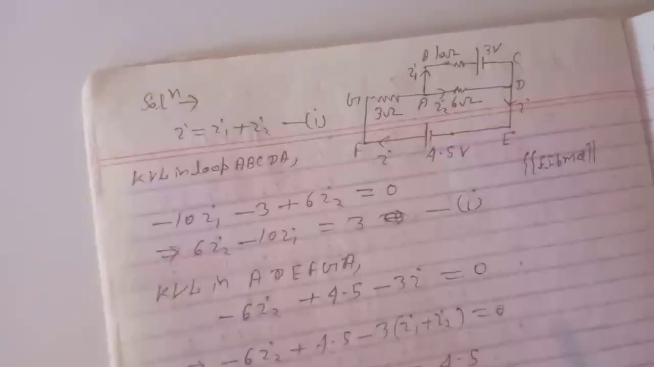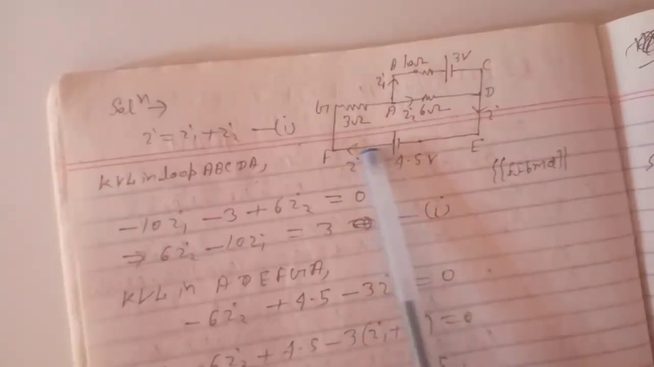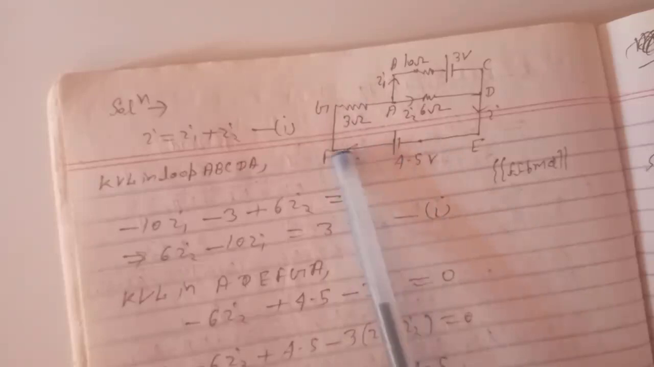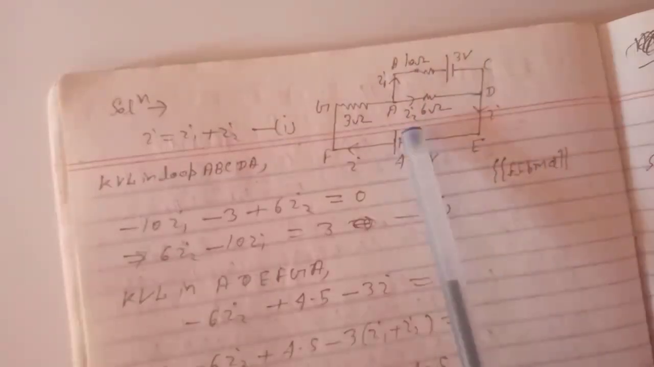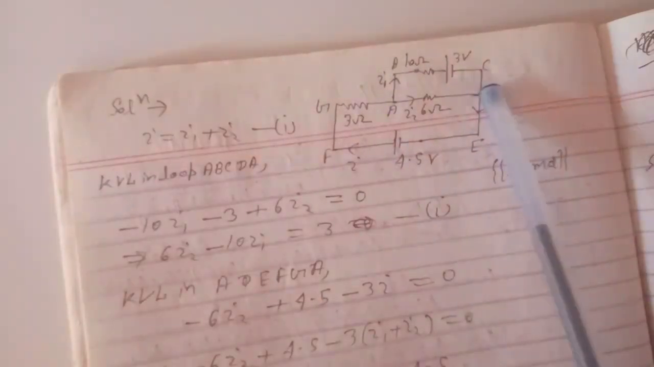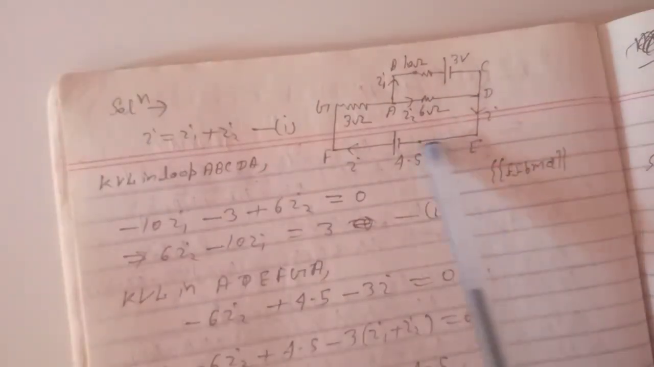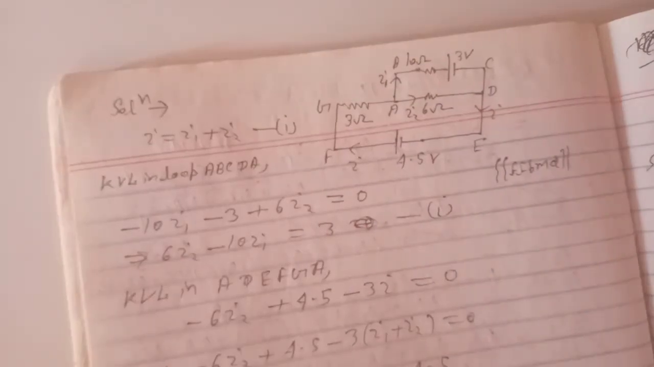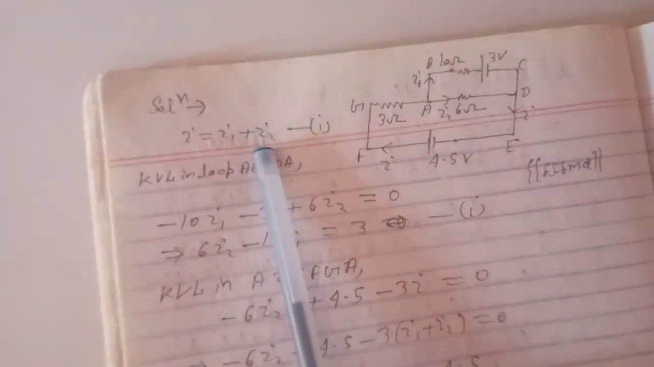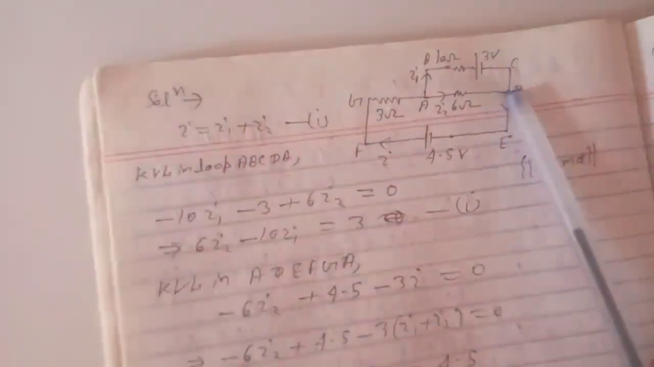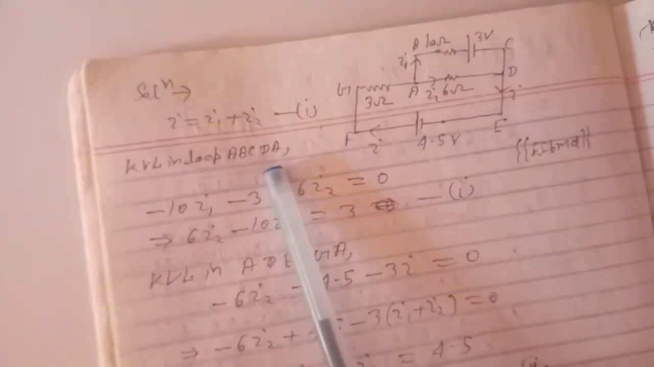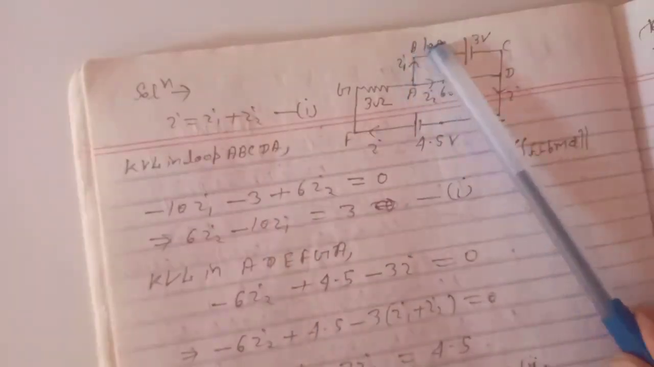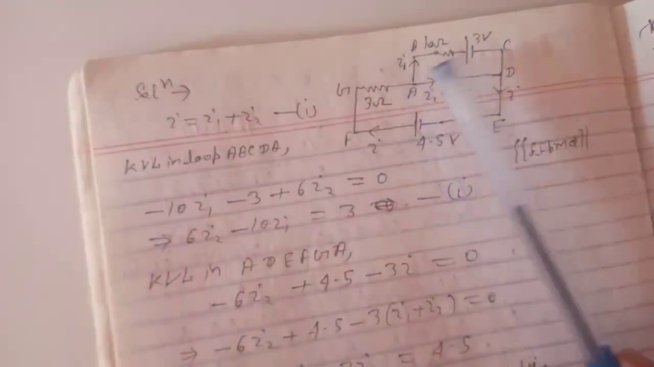For example, in the current distribution here, the current I is flowing along this line, and at this point it divides into two parts. I1 goes in this branch and I2 in the other, and at this point they add up again to I. So our current distribution is right. Now we can write I equal to I1 plus I2 at point A or at point D, and apply KVL, Kirchhoff's voltage rule, in loop ABCD.